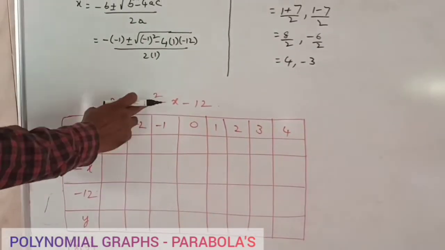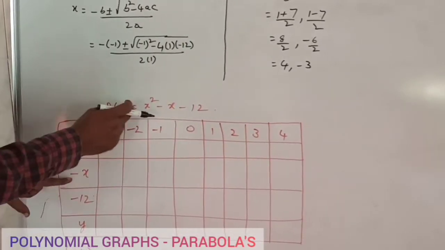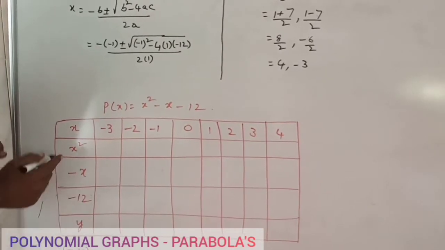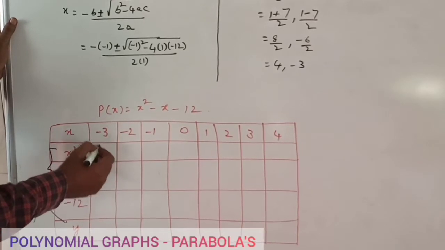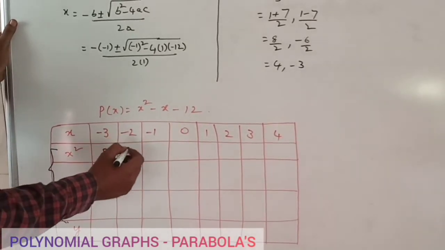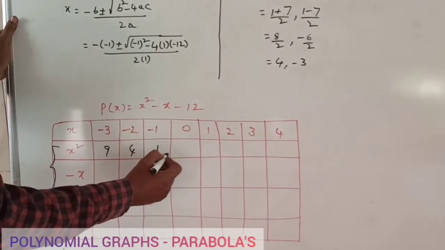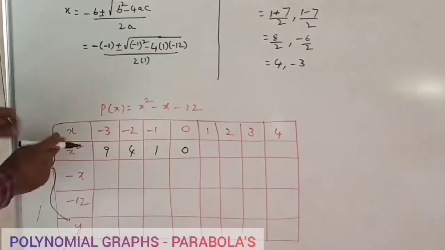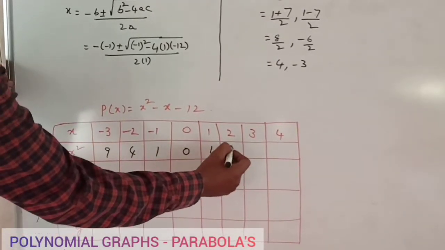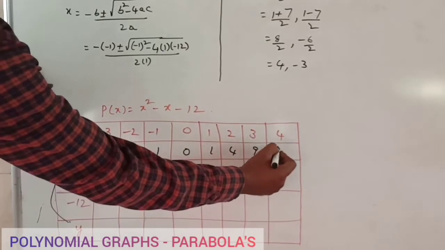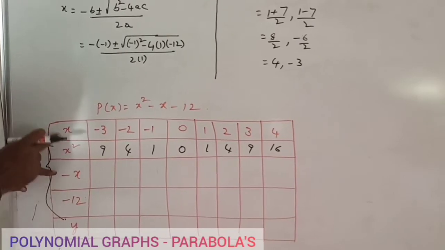So here the x square value, and next minus x, minus 12. The total of these is equal to y. x square: minus 3 whole square means 9, minus 2 whole square means 4, minus 1 whole square means 1, 0 square equals 0. Then 1 square equals 1, 2 square 4, 3 square 9, 4 square 16.